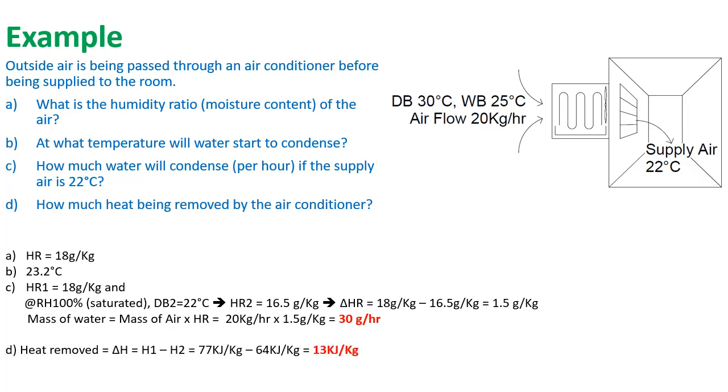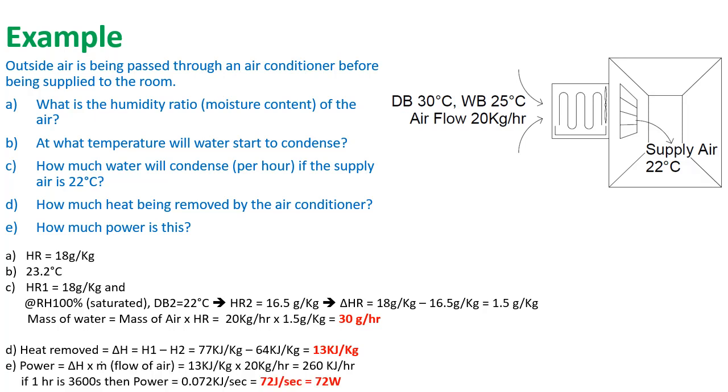Again, by comparing the initial and final conditions of the air, we see that the enthalpy or heat content of the air is reduced from 77 kilojoules per kilogram to 64 kilojoules per kilogram. So, the change in enthalpy or heat content is 13 kilojoules per kilogram. How much power is this?